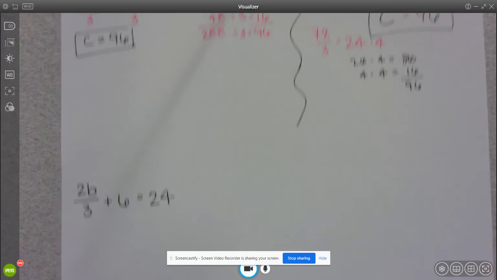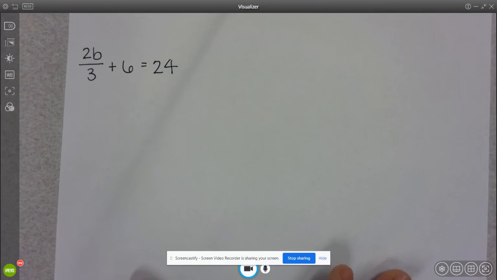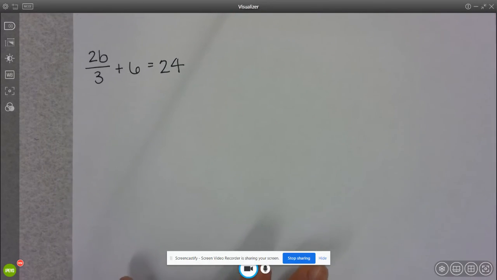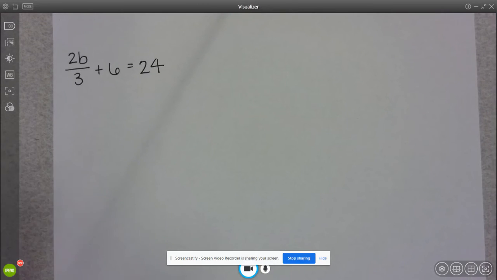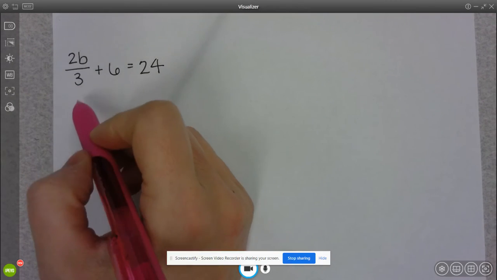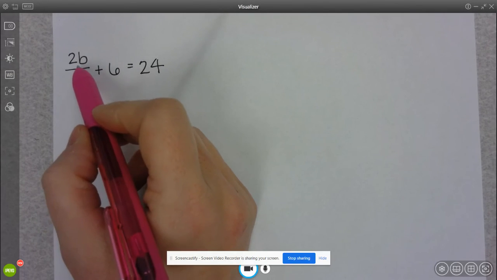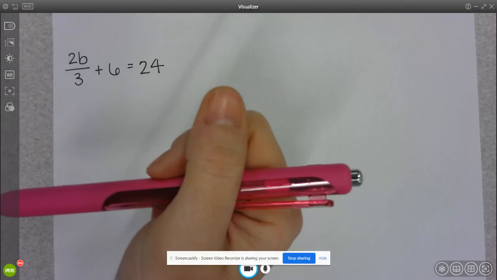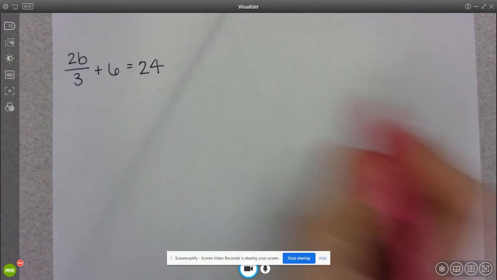All right, so that was long-winded. I'm going to make this one not so long-winded. So here's our next example, 2b divided by 3 plus 6 being equal to 24. Now with this one, you could rewrite it so it was 2/3 b if you wanted it to look like our last example, but you don't have to.